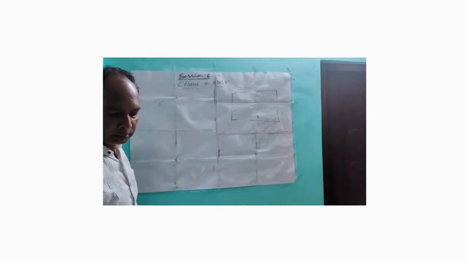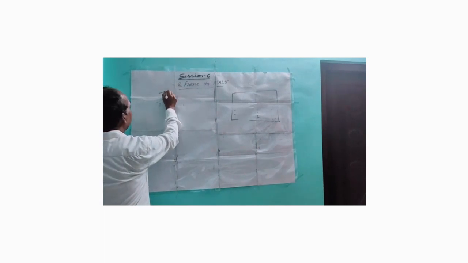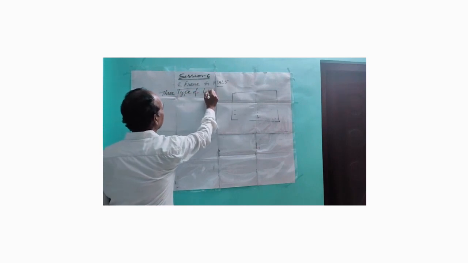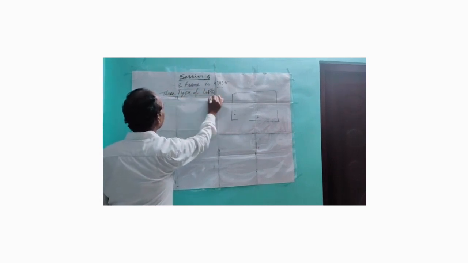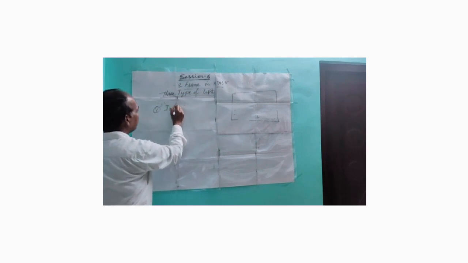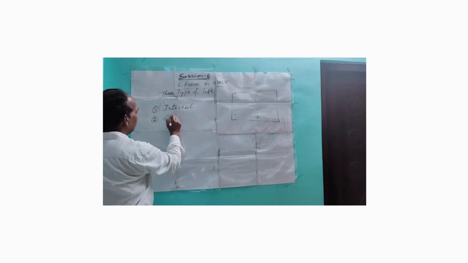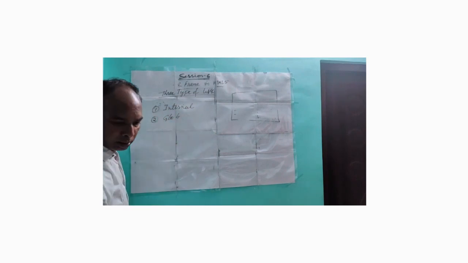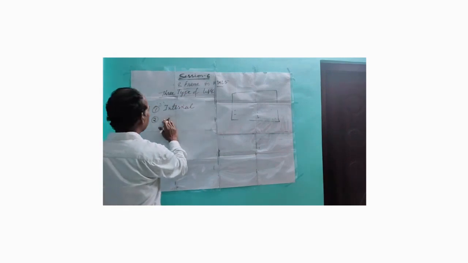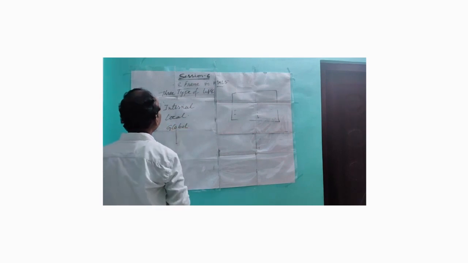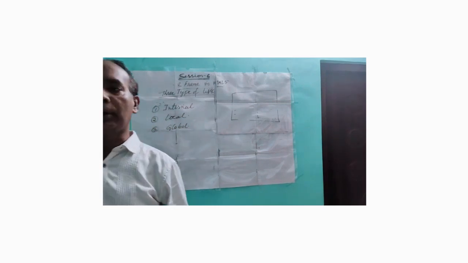Number one, three types of link. Number one, internal. Number two is local. Number three is global. So there are three types of link. One is internal, second one is local, and the third one is global.